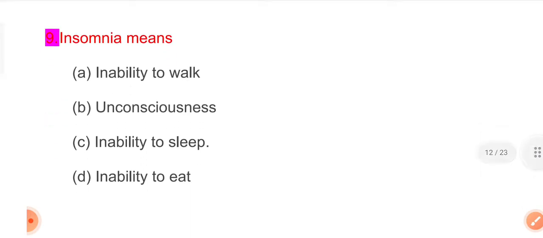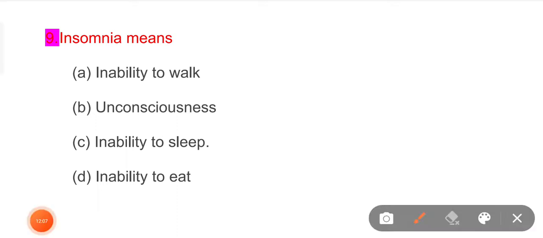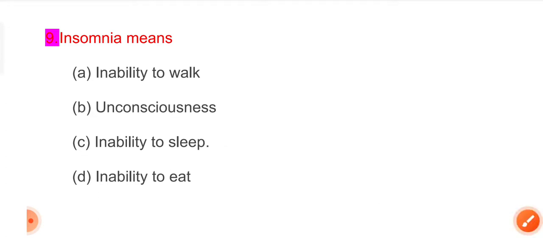The next question is, insomnia means. So what is the meaning of insomnia? The options are option A, inability to walk, option B, unconsciousness, option C, inability to sleep, option D, inability to eat. The right option is option C, that is inability to sleep. When the person is not having sufficient sleep, that is called insomnia.